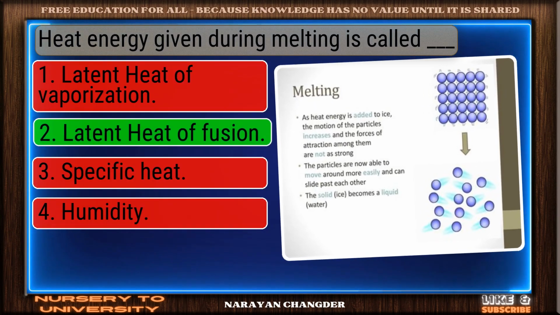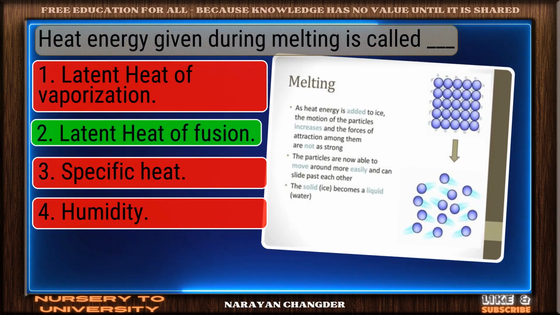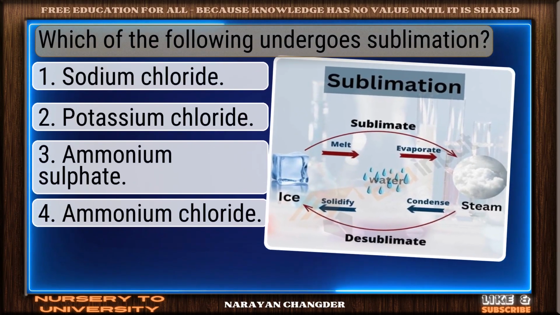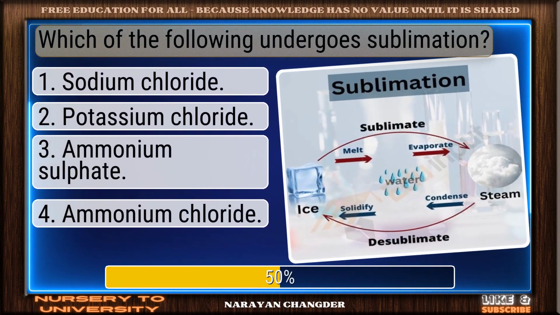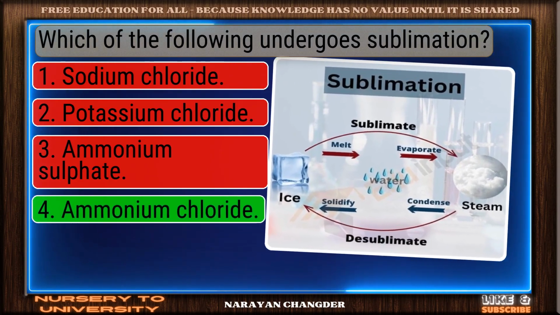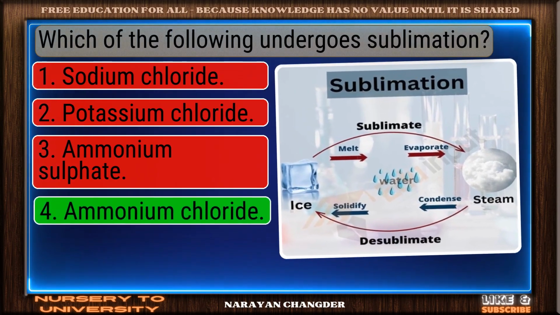Great thinking. Latent heat of fusion is the right choice. Question number 66. Which of the following undergoes sublimation? Well reasoned. Ammonium chloride is the correct choice.